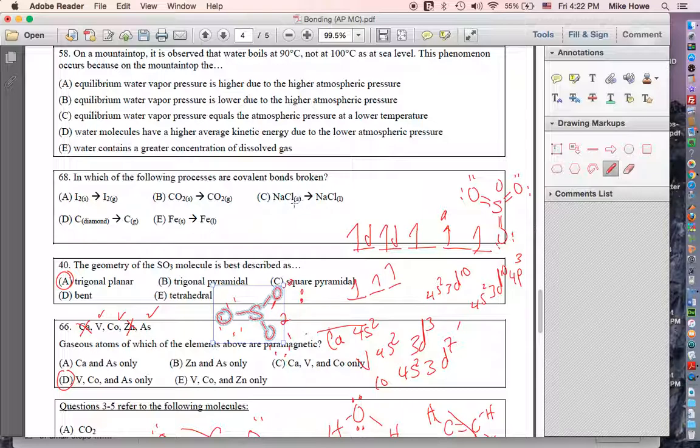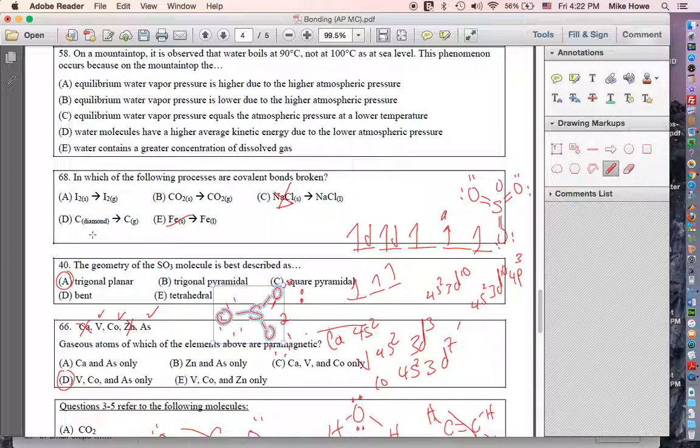If you melt, this is not covalent, so that's out. That's ionic because metal, non-metal. So you are breaking ionic bonds, but not covalent bonds. So we're down to this, but iron's a metal. So really we're talking about breaking covalent bonds when we change diamond from solid to gas.